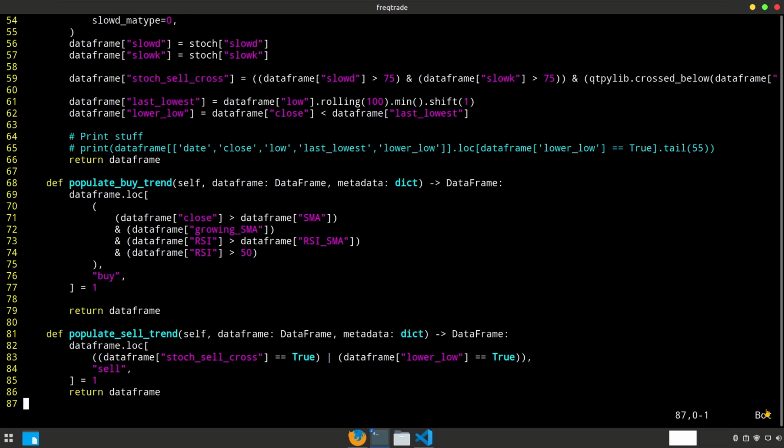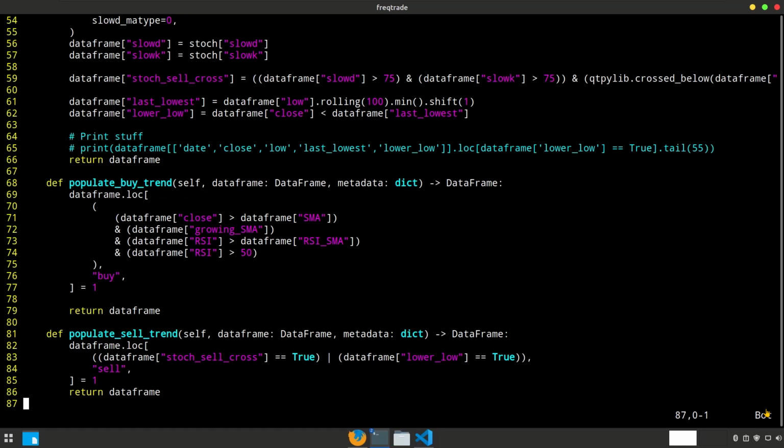You can see that the stock sell cross can give a sell signal, so when slow D and slow K are above 75 and the bearish cross occurs, then a sell signal happens. But also when the close price gets below the last lowest price over the last 100 days according to the configured trigger. I assume that this last one acts like a moving stop loss, but also acts as an exit signal when the price gets under this last lowest price.